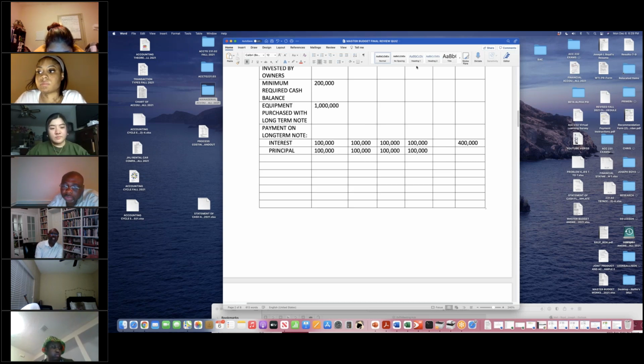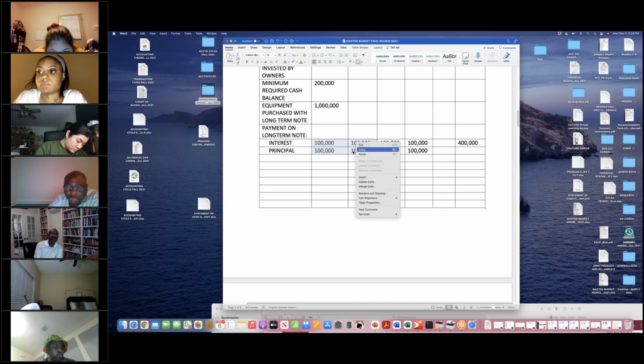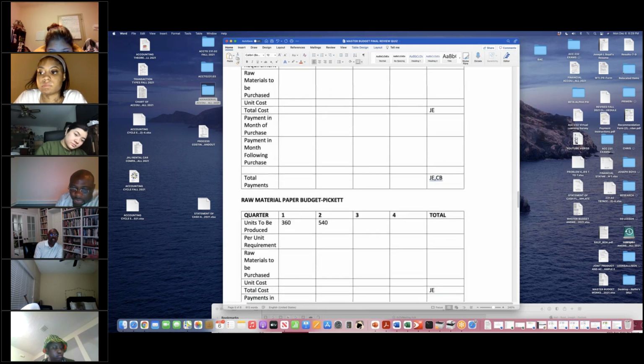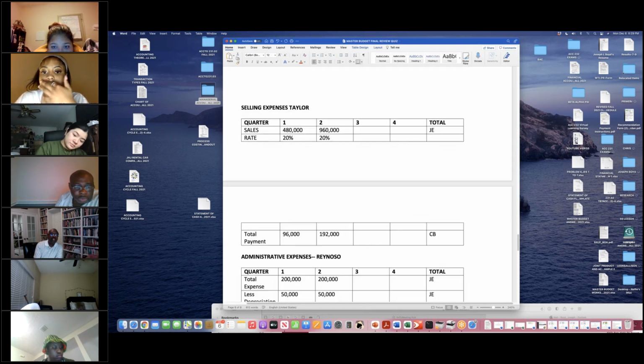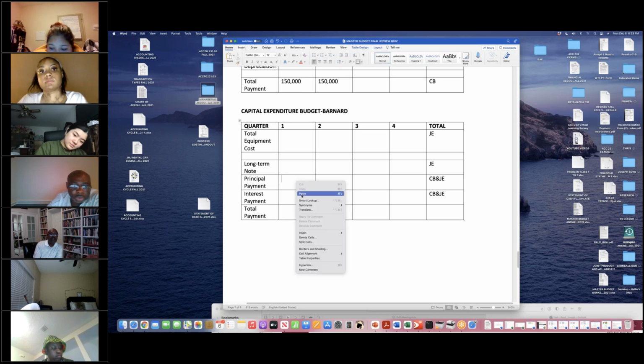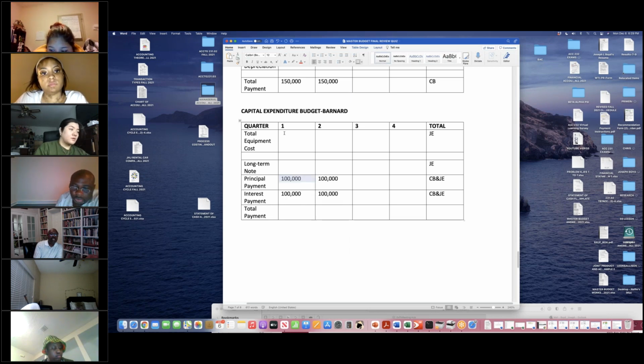So the long-term note is 1 million. But we purchased it with a note, so that's no cash. So all we got to do is to come here and copy the principal and the interest. And we'll put them in here. They're the same, so I'll put them in.